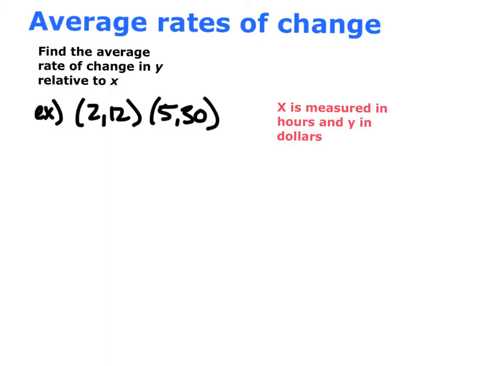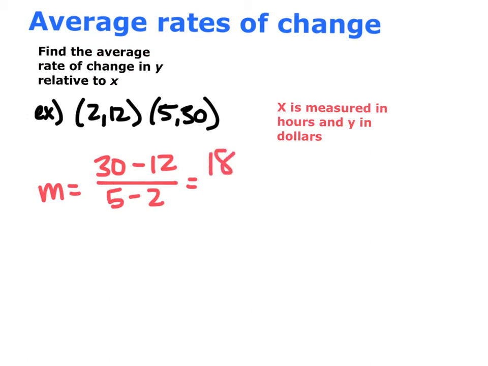Okay, so here we have two points, (2, 12) and (5, 30). And we're going to find the average rate of change between them. But here, x is measured in hours and y is measured in dollars. So we're just going to take the slope just like normal. We have m is equal to y2 minus y1 over x2 minus x1. So here we have 30 minus 12 is 18 over 3. So this is 6.